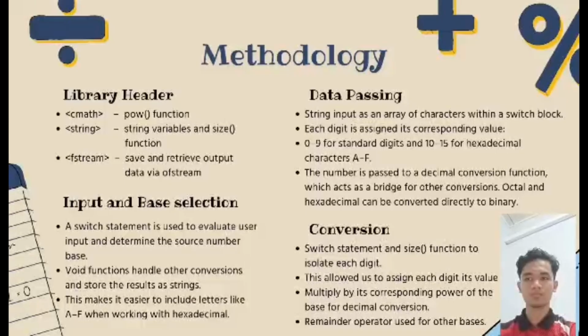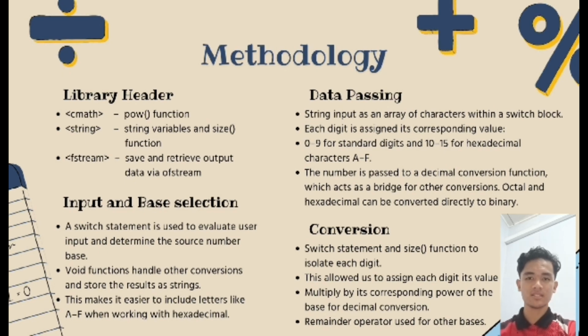Now for the methodology, the program uses the CMATH library for the pow function, and the string library for string variables and the size function, and the fstream library to save and retrieve output data via ofstream. A switch statement is used to evaluate user input and determine the source number base. Void functions handle all other conversions and store the results as strings. This makes it easier to include letters like A to F when working with hexadecimal.